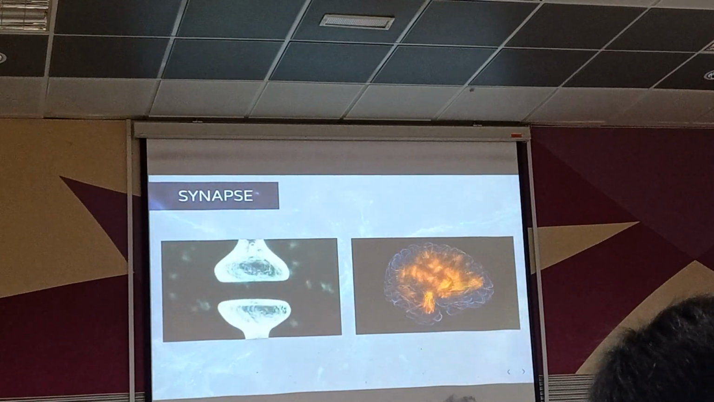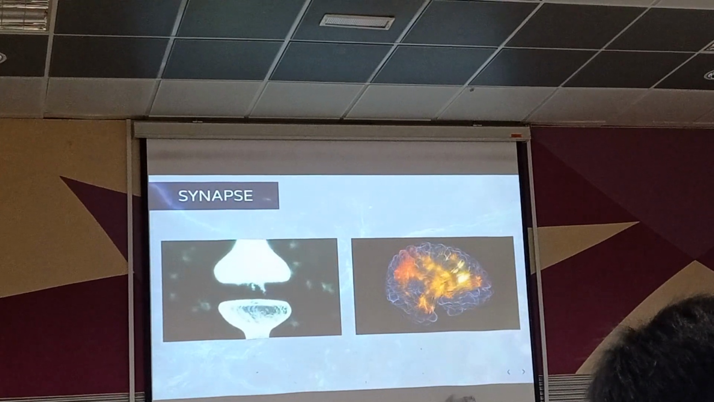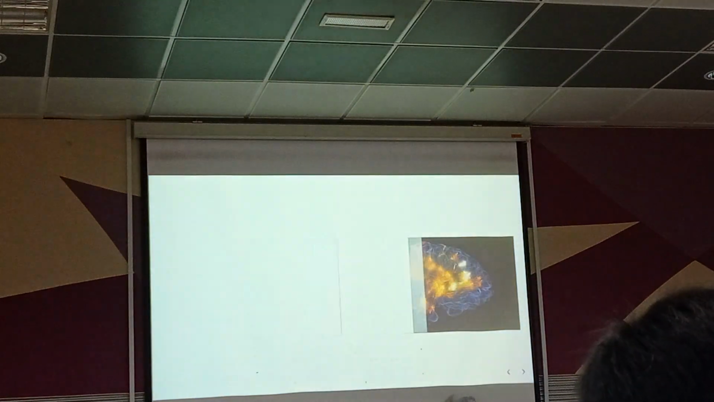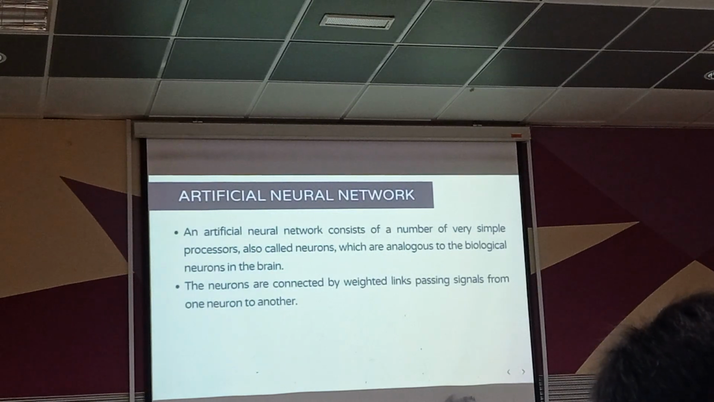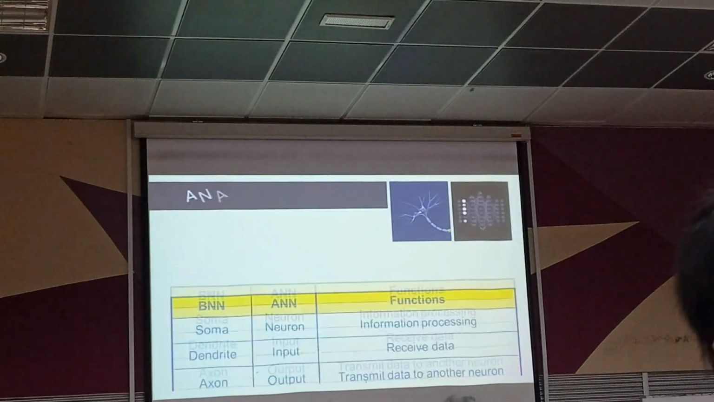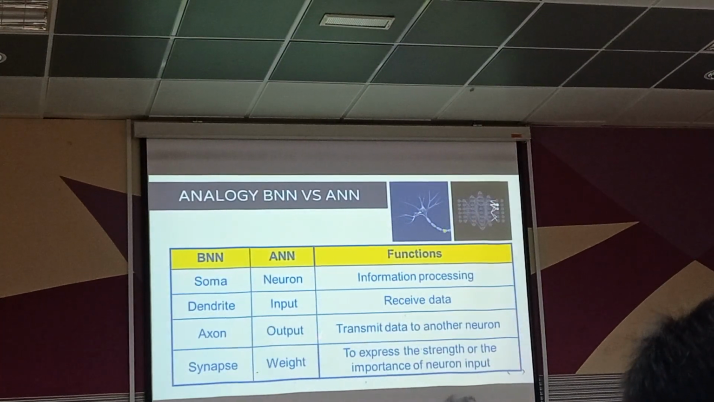Now let's move away a bit from neuroscience and move on to artificial neural networks. What are artificial neural networks? They consist of a number of very simple processors known as neurons, which are analogous to the neurons in the brain. There are four components as well in the artificial neural network, starting with the input. You can just assume that this is the biological neural network, called BNN.